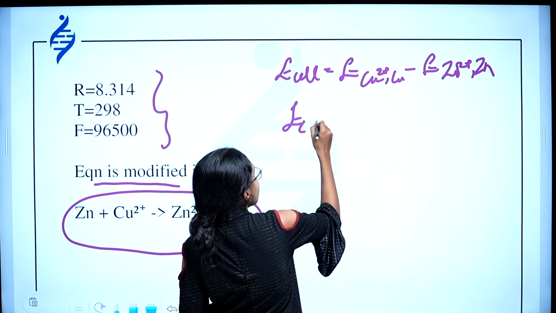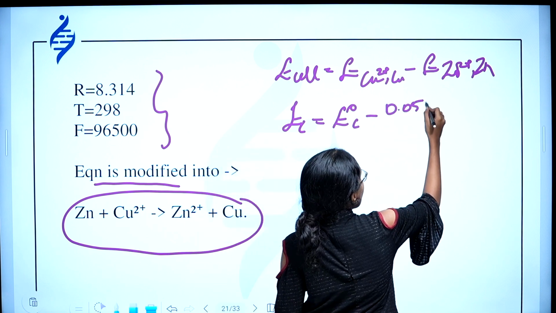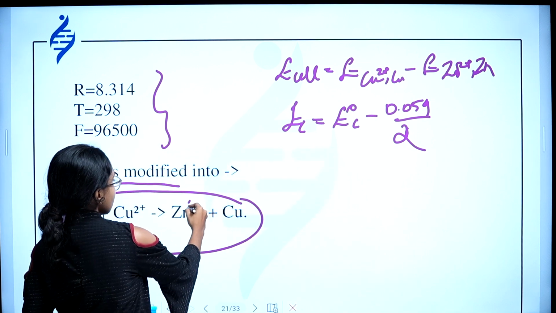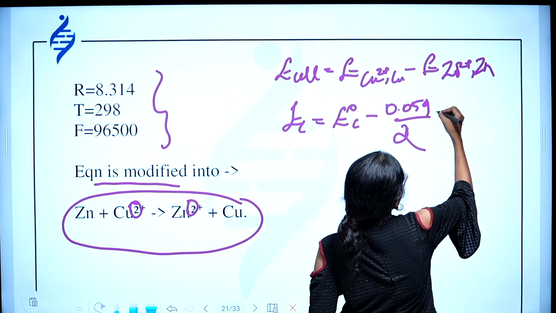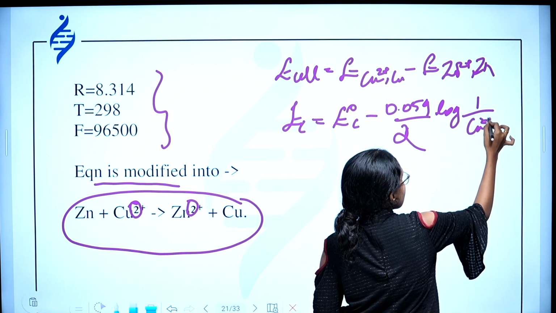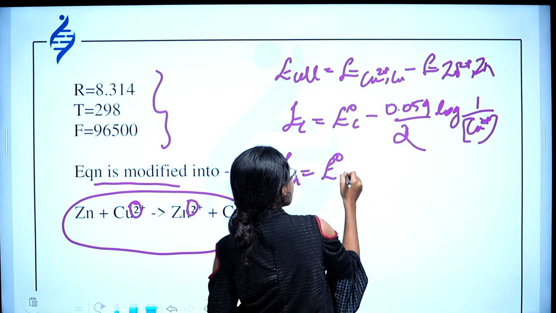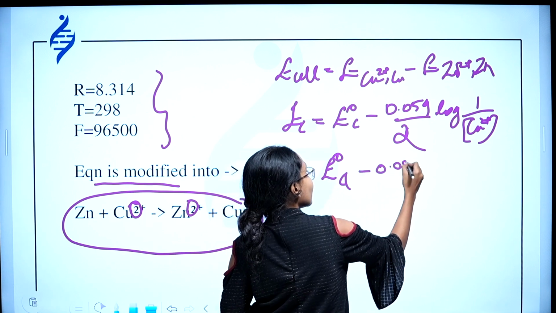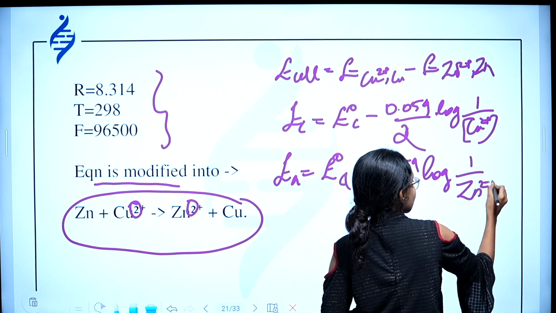So E of cathode equals E naught cathode minus 0.059 by n. In this case, n is actually 2, and log 1 by the concentration of the electrolyte, that is Cu2+. Now coming to the anode section, E anode equals E naught anode minus 0.059 by 2 log 1 by Zn2+. Zn2+ is the anode.